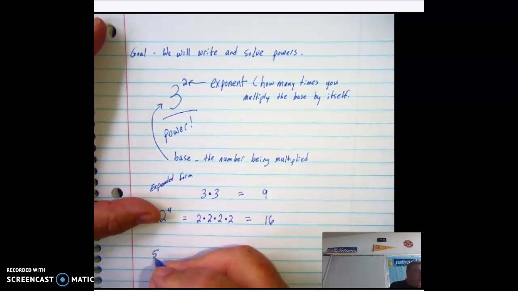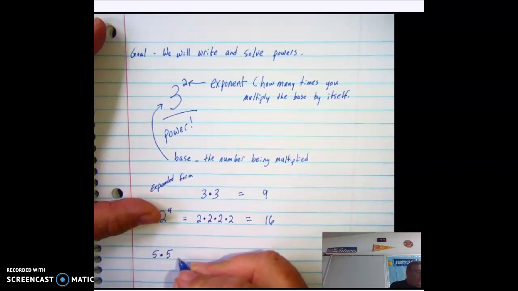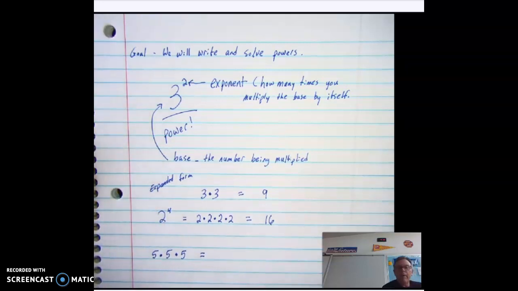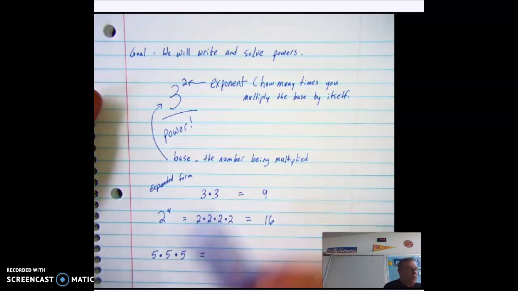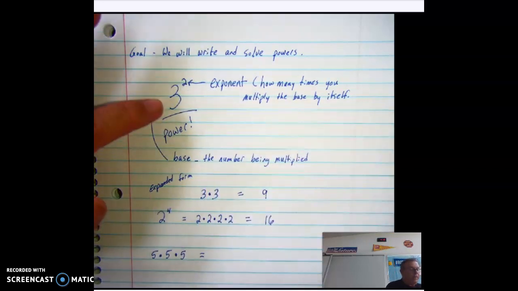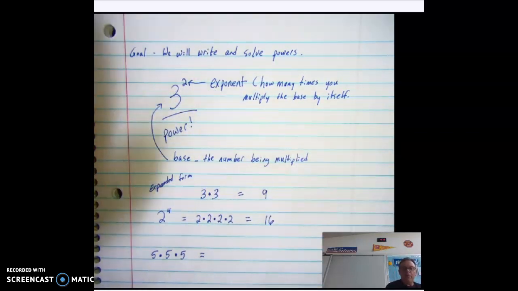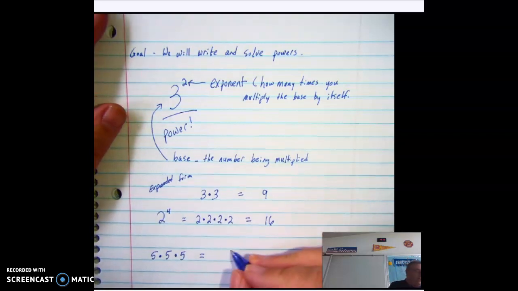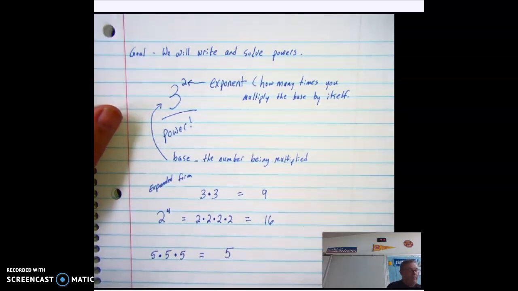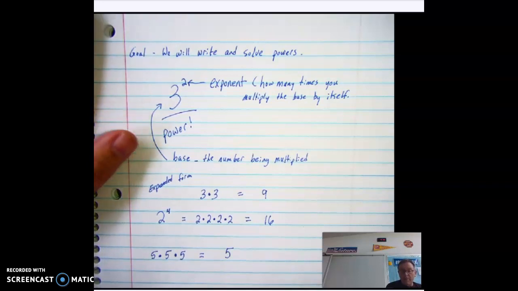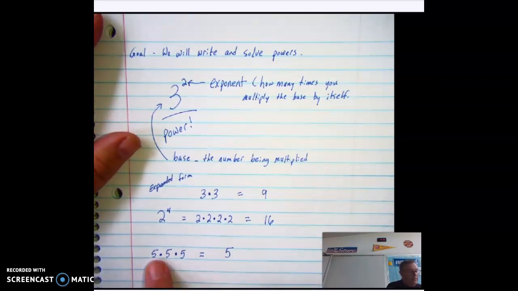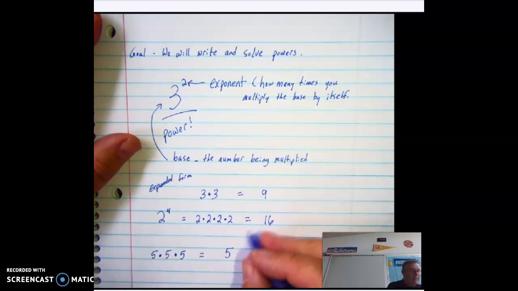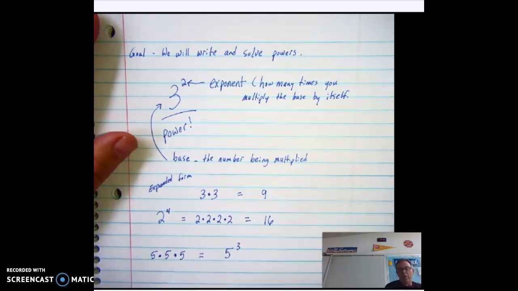Okay. What if I give you this? Let's say that I have this, what we call product of powers. I want to write it as a power. So think about what that means as writing it as a power. The power means that I want the base and the exponent. Well, if I look at this, my base is 5. My exponent, how many times am I multiplying 5 by itself? 5, 5, 5. So it's 5 to the 3rd power.